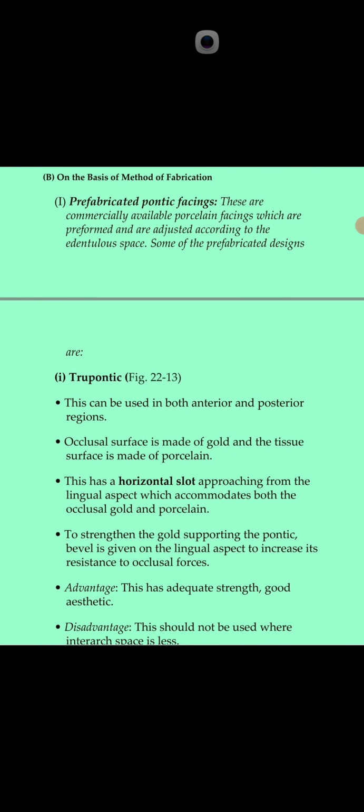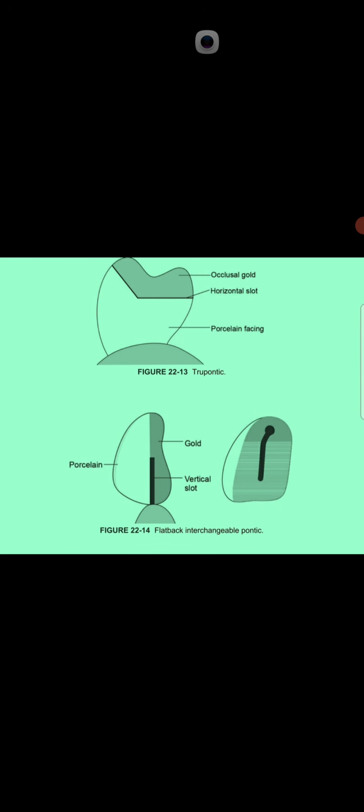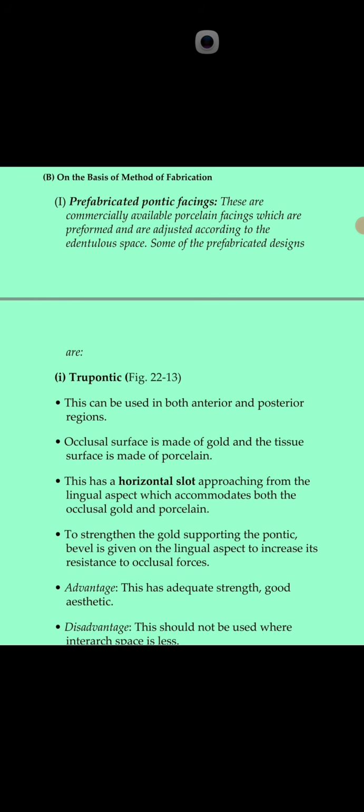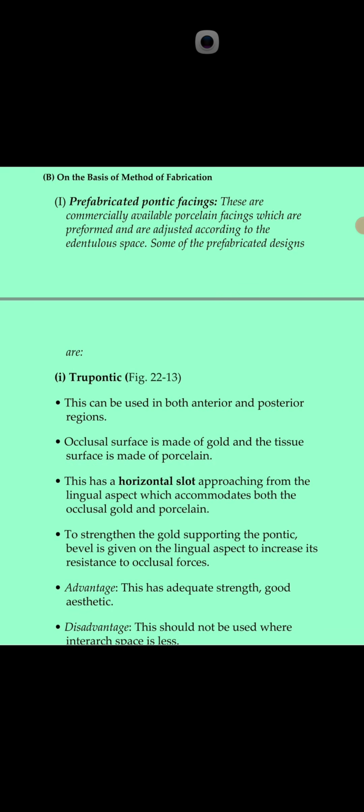Occlusal surface is made up of gold and the tissue surface is made up of porcelain. This is a horizontal slot approaching from the lingual aspect which accommodates both the occlusal gold and porcelain. There is a horizontal slot. To strengthen the gold supporting the pontic, a bevel is given on the lingual aspect to increase its resistance to occlusal forces. Meaning we give a bevel.